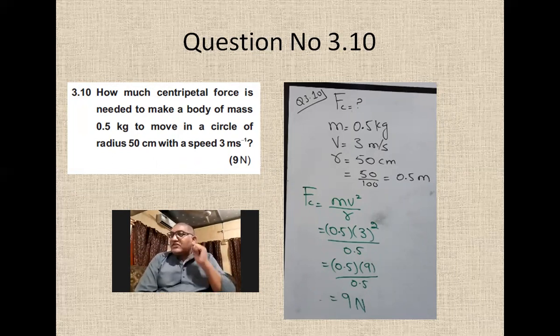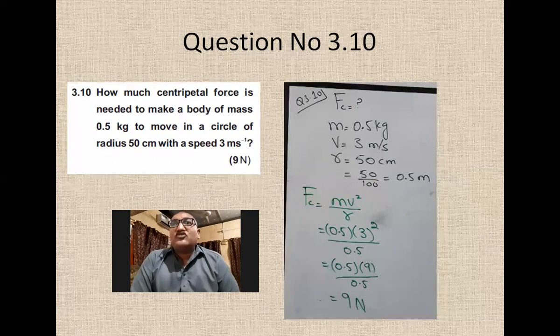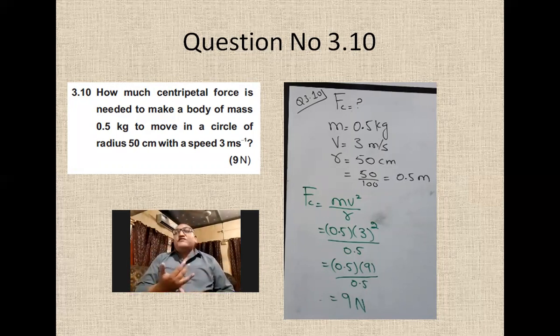These are the numericals coming from the review exercise of chapter 3 of the 9th matric physics. How much centripetal force is needed to make a body of mass 0.5 kg move in a circle of radius 50 centimeter with a speed of 3 meters per second? So the centripetal force is the question. The m of the body is 0.5 kg. The velocity with which it is moving is 3 meters per second. The radius is 50 centimeter. I will convert that into meters. If you want to convert centimeter into meters, you will have to divide it by 100. So the radius will be equal to 50 divided by 100, and that will be 0.5 meter.